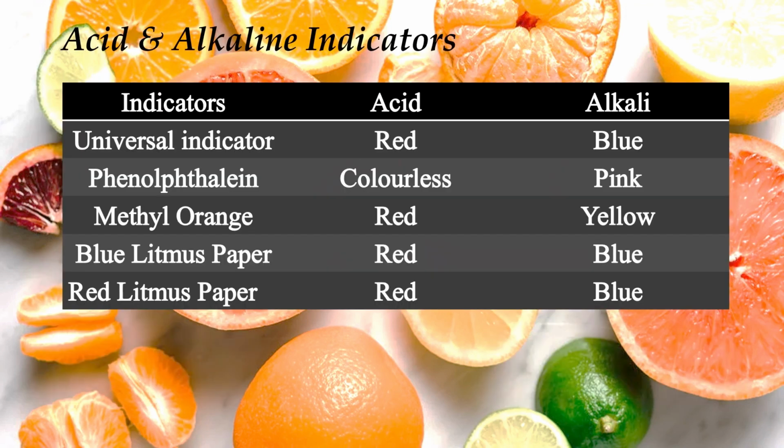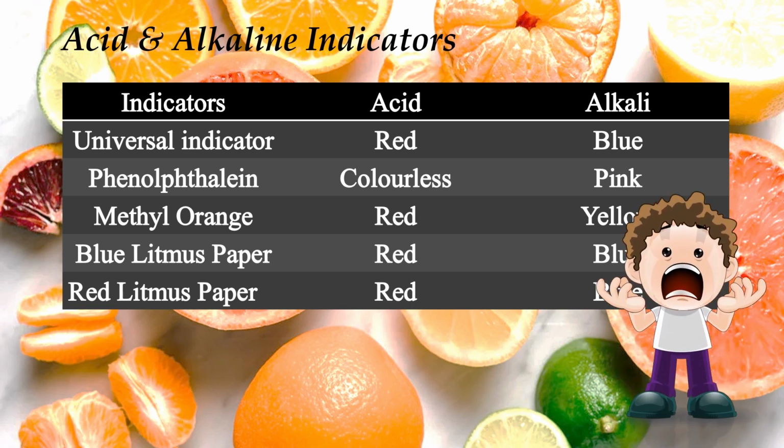So now let's look at acid and alkaline indicators. What are indicators? An indicator is a coloring that changes its color based on the substance being tested. The change in color observed can be used to determine if a substance is acidic, neutral or alkaline. We have a total of 5 types of indicators and you need to memorize the change in color for both acidic and alkaline substances. Sounds difficult, right?